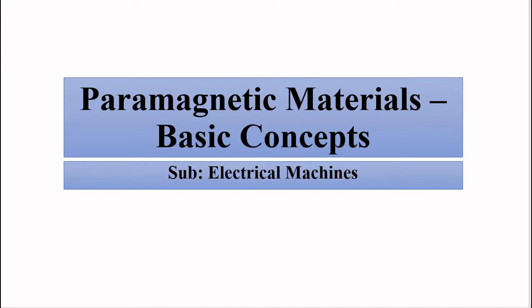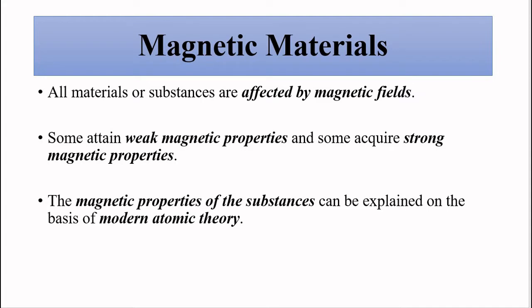So just a quick recap. We know that every object or material is affected by magnetic fields. When an object is placed in a magnetic field, because of the influence of the magnetic field, it can attain magnetic properties. To which extent it acquires magnetic properties, how strong or how weak it is, depends on certain properties.